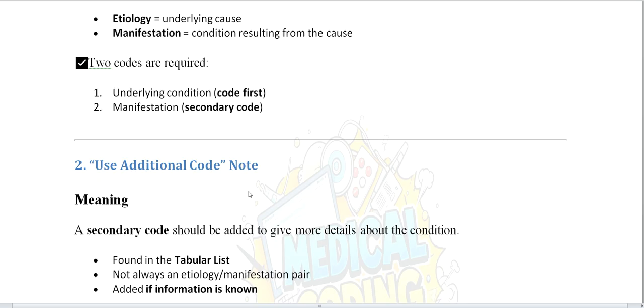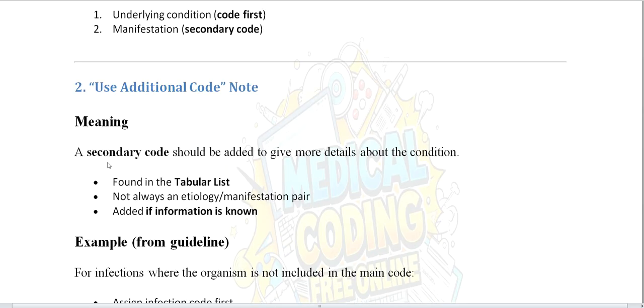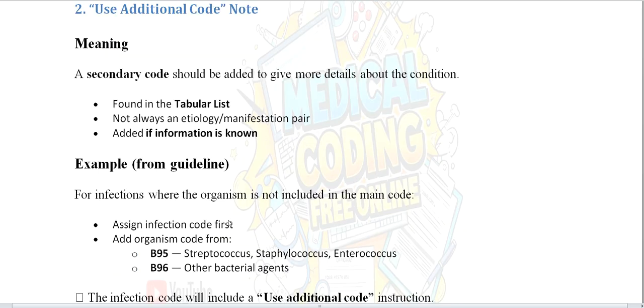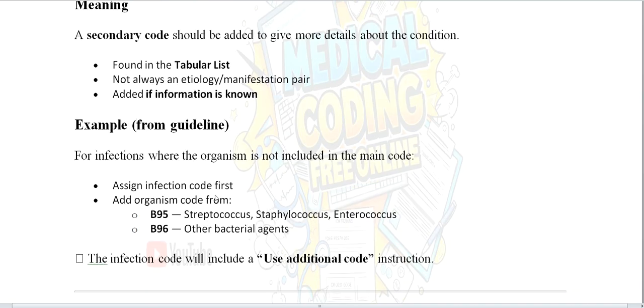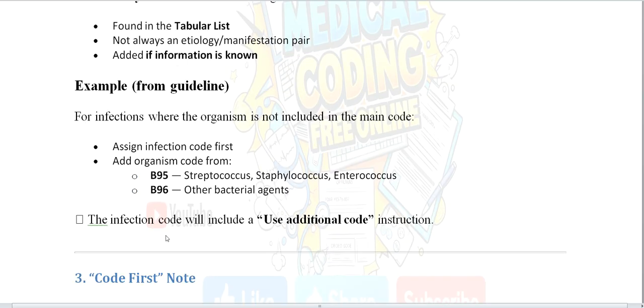Use additional code for note. A secondary code should be added to give more details about the condition. It is found in the tabular list; it is not always an etiology manifestation pair, and it is added if the information is known. For example, the guideline for infections where the organism is not included in the main code: assign the infection code first, then add the organism code from B95, Streptococcus, Staphylococcus, Enterococcus, or B96, other bacteria. The infection code will be included; use additional code for infection.